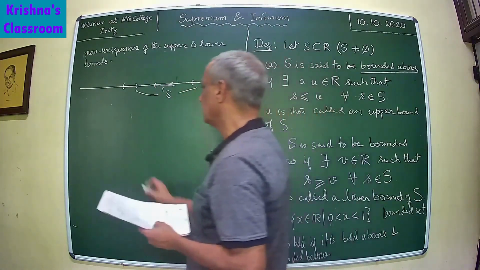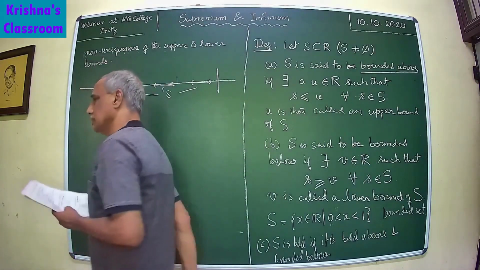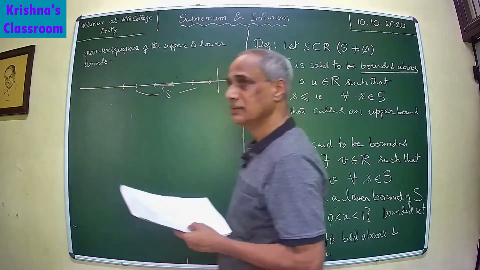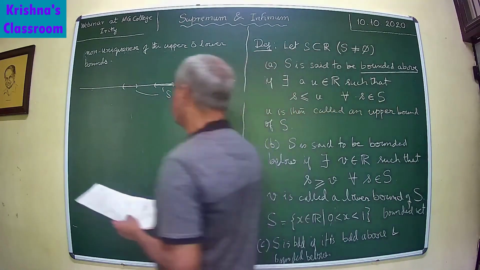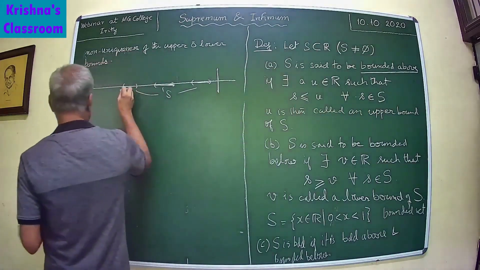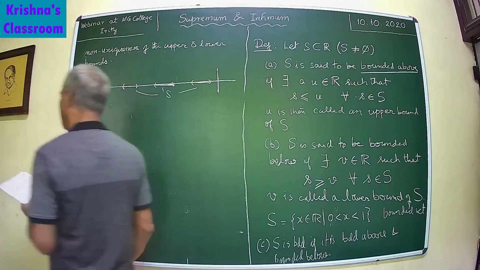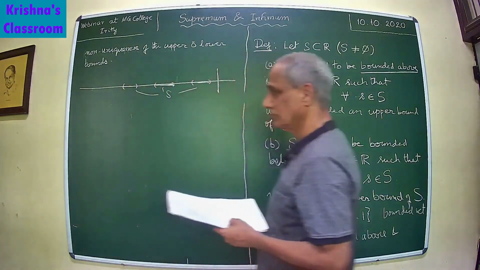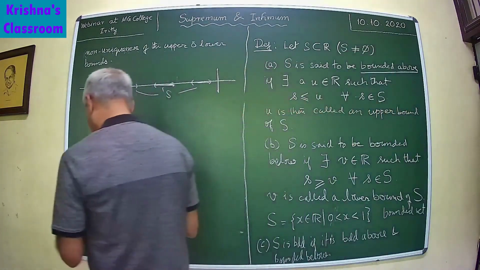Similarly, a lower bound which is the maximum of all these lower bounds. So this is what we are trying to work out.